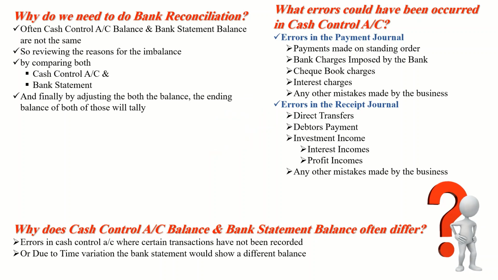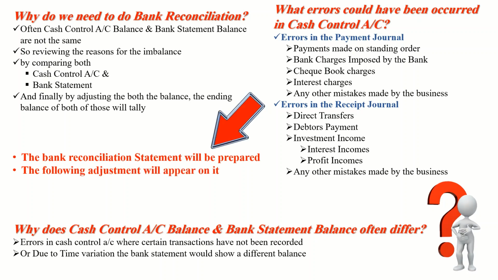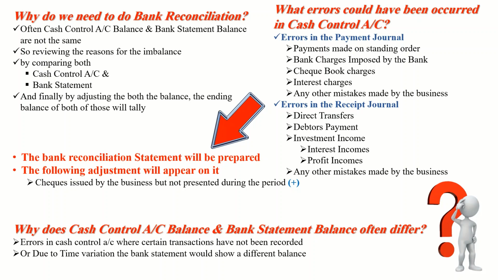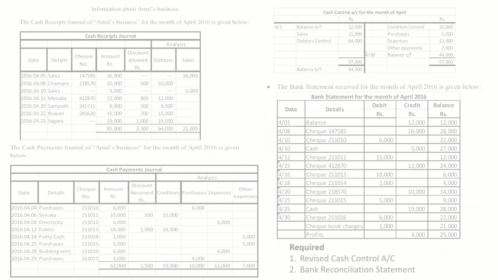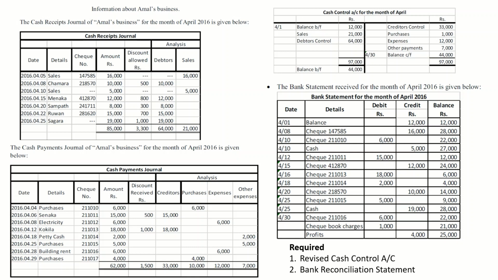The bank reconciliation statement is not prepared in order to correct the balance as per the bank statement. It compares the balances of the bank statement and the revised cash control account to review the causes of variation due to time differences, like checks issued but not yet presented during the period, and checks that are deposited but not yet realized. In addition to that, errors made by the bank will also appear on the bank reconciliation statement.